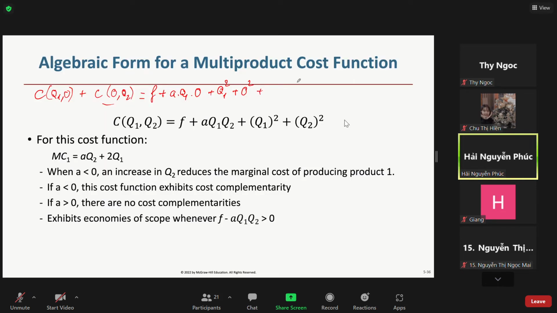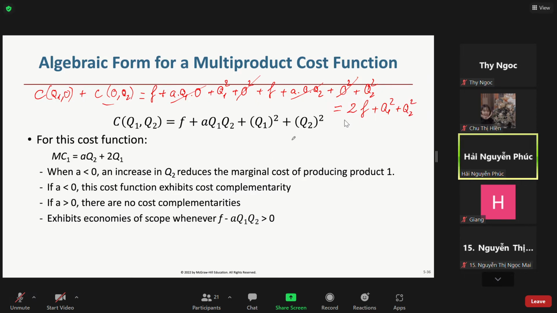Now this one, F plus A Q1 times 0, plus Q1 squared, plus 0 squared plus Q2 squared. So this one equals 0, here's 0, here's 0, here's 0, and it is going to be equal to F plus Q1 squared plus Q2 squared.